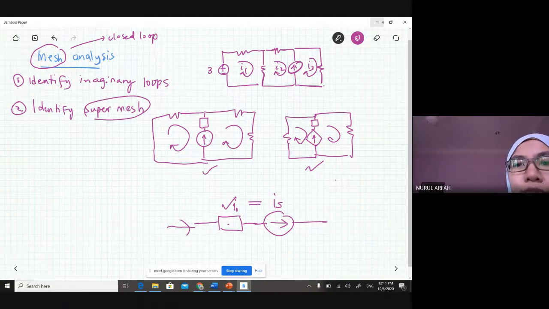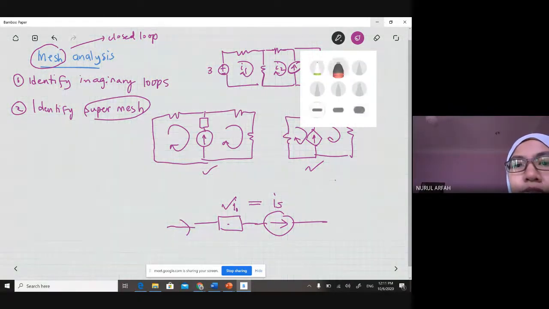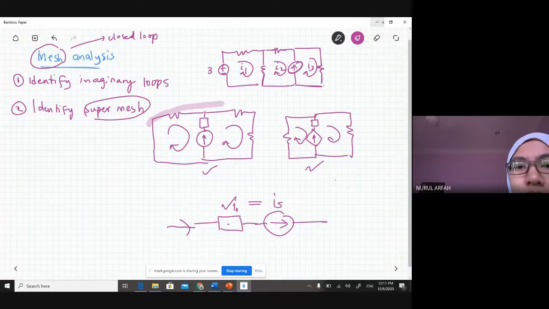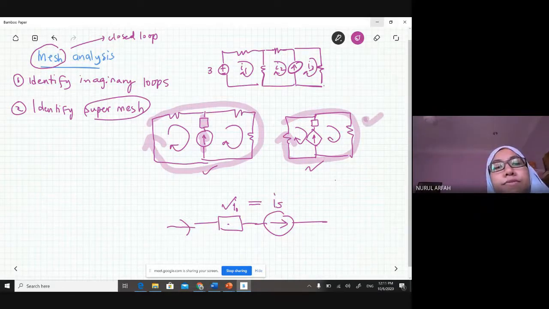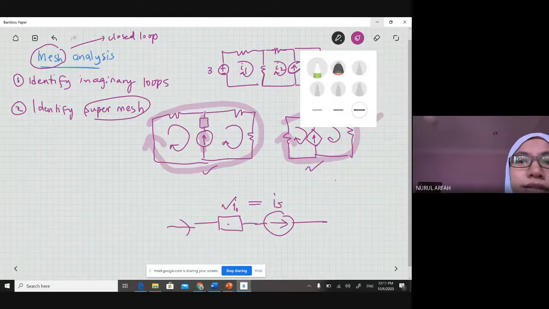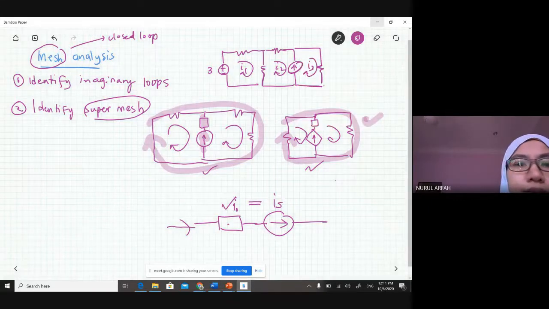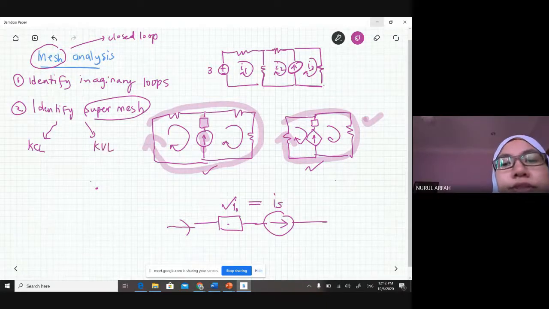Okay. And when you identify a super mesh, what should you do? You need to draw the boundary. Any element in series with this current source, you need to include as one. So the boundary should be there. Okay, next. What should we do next? When you find there is a super mesh, then there are 2 equations involved, KCL and KVL. Same as previous.